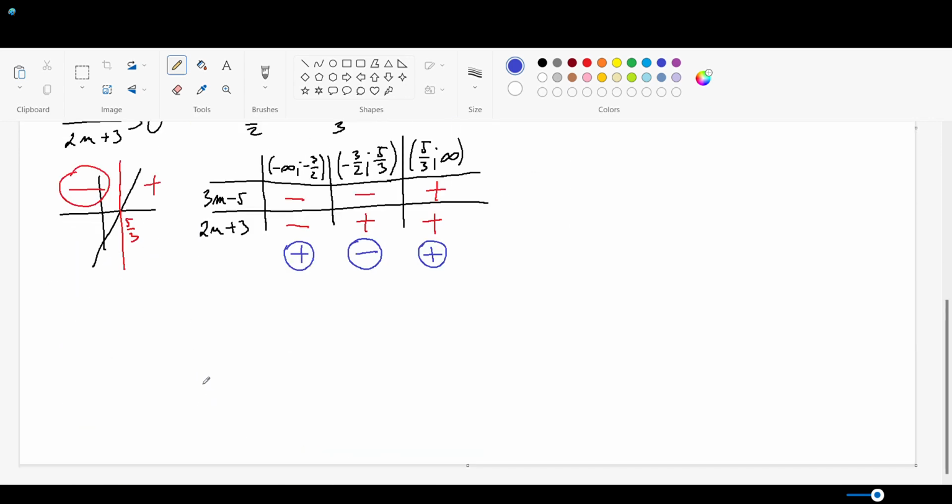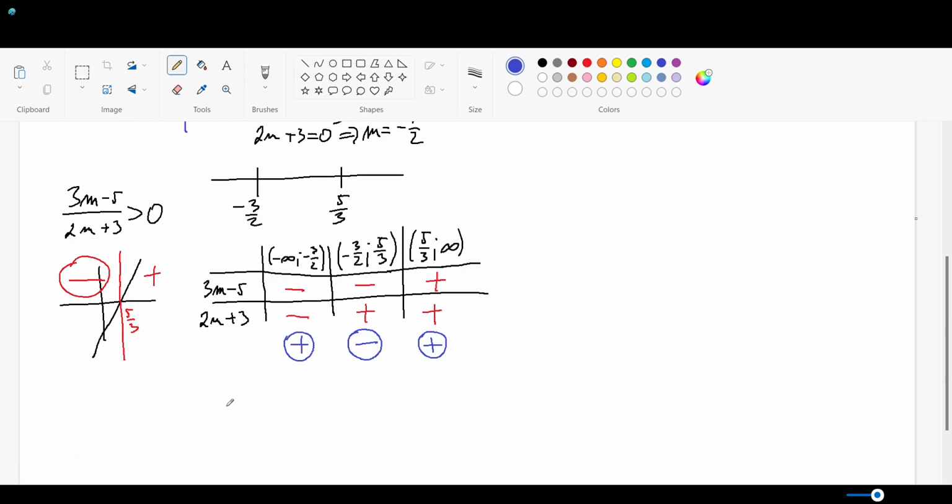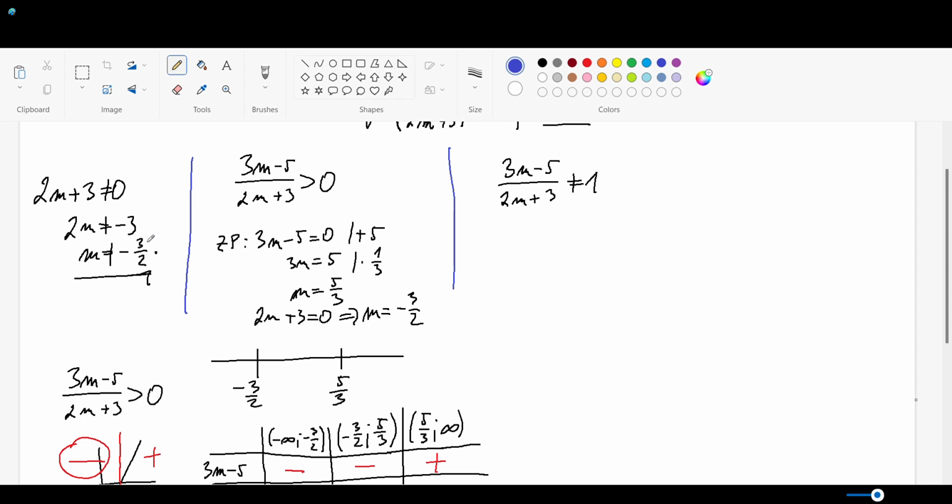So you can make the conclusion from this part of the definition. Okay, this is our second part. You can make the conclusion that the function is defined, but it's not the final decision. The function is defined if m is from the interval negative infinity to -3/2 union 5/3 to the infinity. So this is the conclusion from the second part or second column. This is our first conclusion.